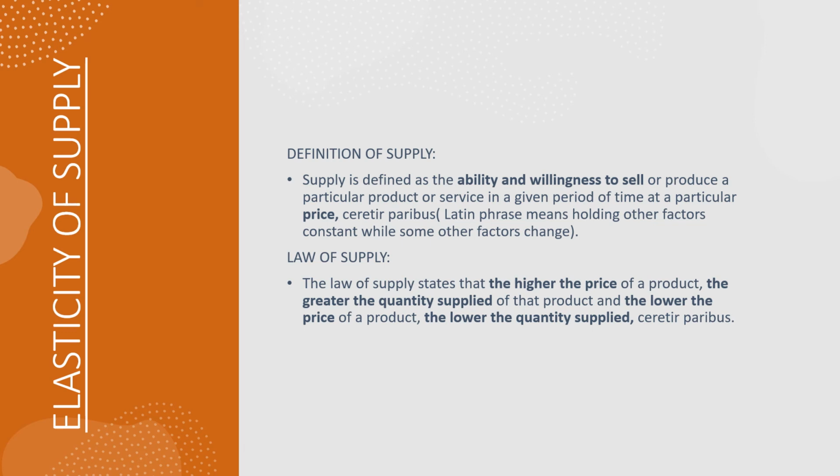Elasticity of supply. Supply is defined as the ability and willingness to sell or produce a particular product or service in a given period of time at a particular price. Ceteris paribus, the law of supply states the higher the price of a product, the greater the quantity supplied of that product, and the lower the price of a product, the lower the quantity supplied.